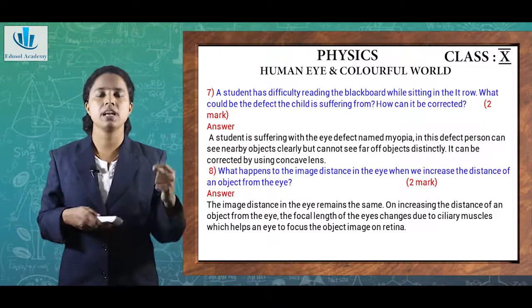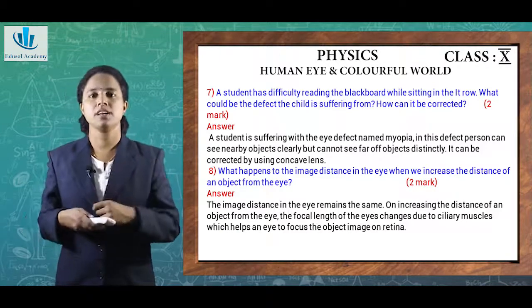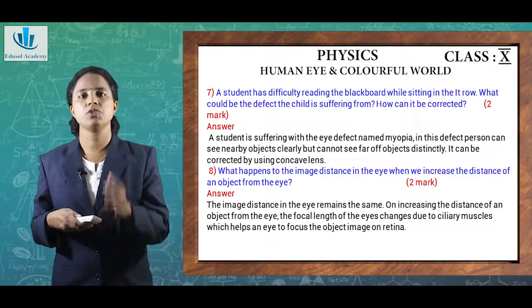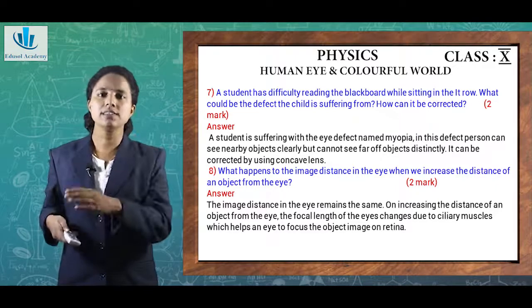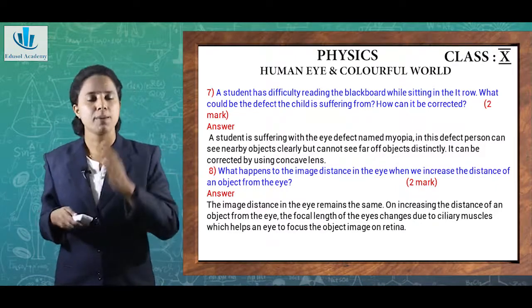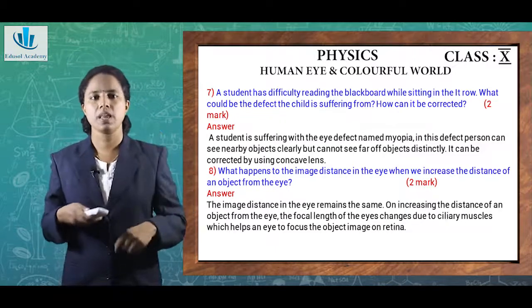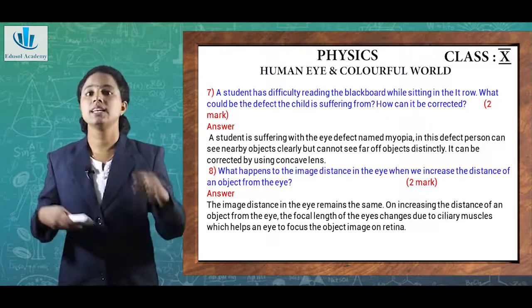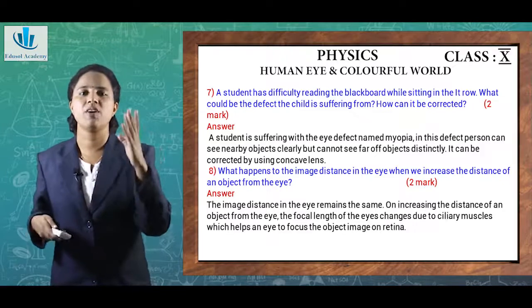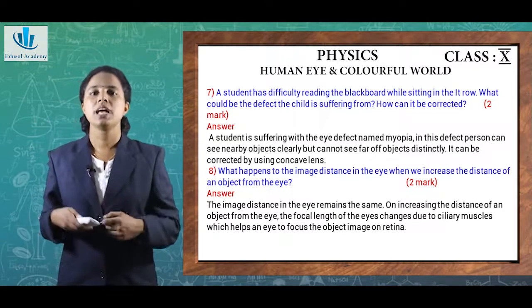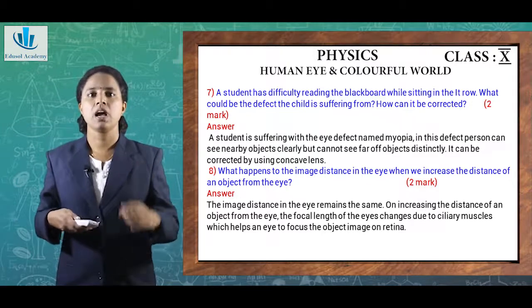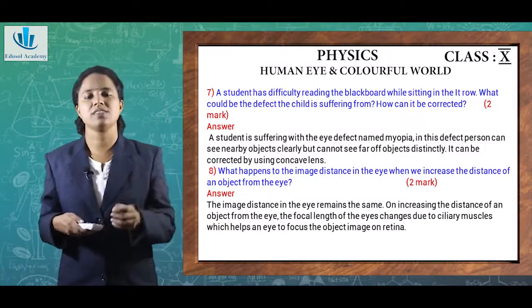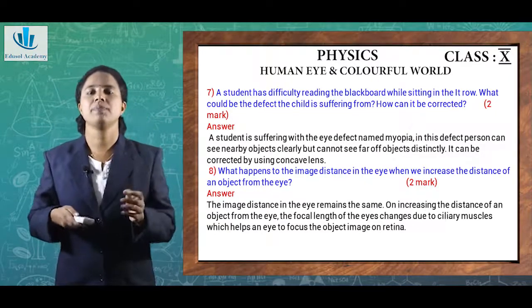So such a defect can be corrected by using concave lens. Next question, what happens to the image distance in the eye when we increase the distance of object from the eye? On increasing the distance of the object from your eye, the focal length of the eye will change. And the main thing responsible for changing the focal length is the ciliary muscles. So, the image distance in the eye will remain the same, but the focal length of the eyes changes due to ciliary muscles. And this helps the eyes to focus the image on the retina.